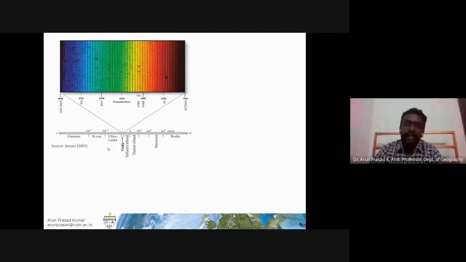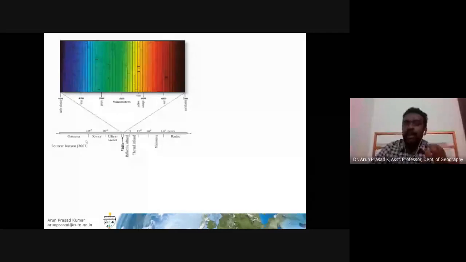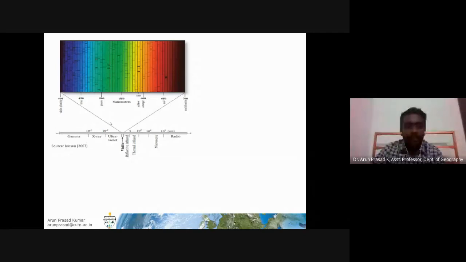Moreover, these regions are absorbed by the atmosphere, so we don't have them in passive remote sensing. Passive remote sensing means the source of energy, EMR, is the sun. We cannot use them in active remote sensing also, because these wavelengths have higher energy. It would interact with the cells of living organisms, or it would degrade the properties of the materials. So that's why we don't usually use these regions until it is specifically needed.